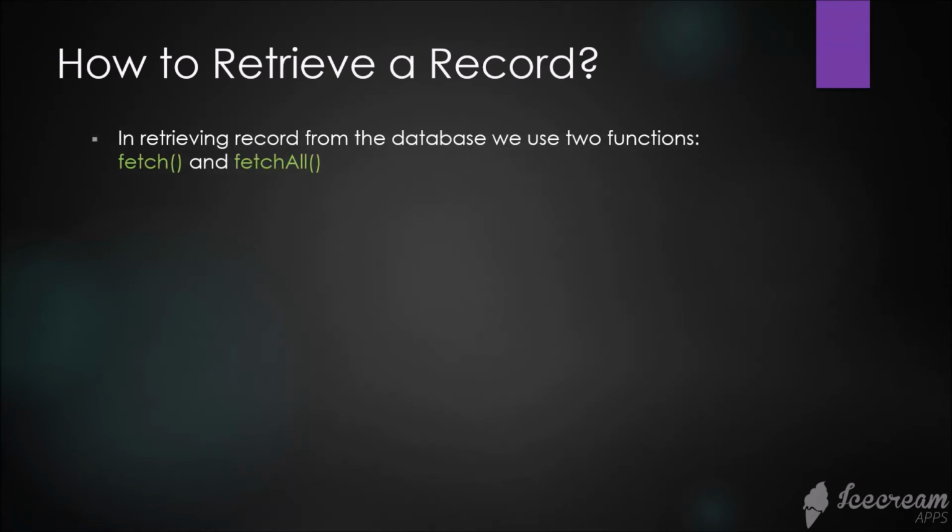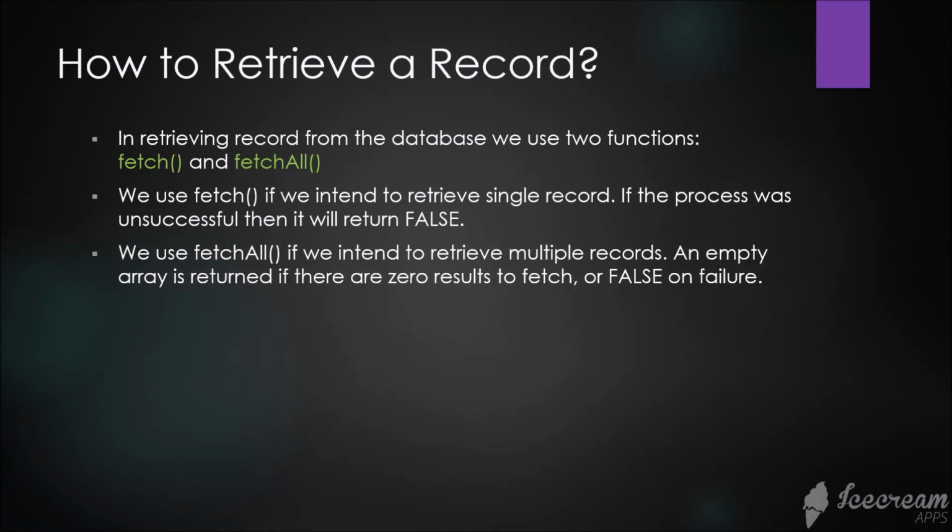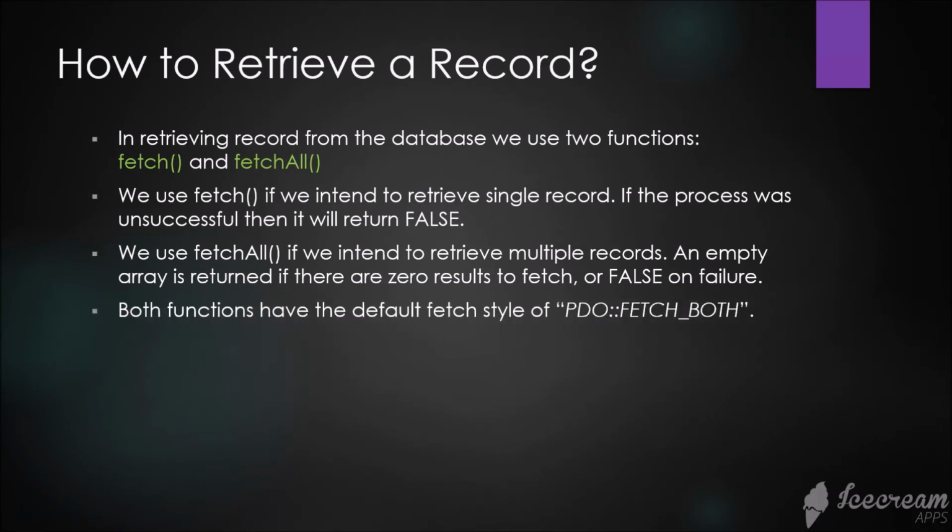In retrieving record from the database, we use two functions. First, we have fetch, and the other one is fetchAll. We use fetch if we intend to retrieve a single record. If the process was unsuccessful, then it will return false. Now, we use fetchAll if we intend to retrieve multiple records. An empty array is returned if there are zero results to fetch, or false on failure. Both functions have the default fetch style of PDO::FETCH_BOTH.